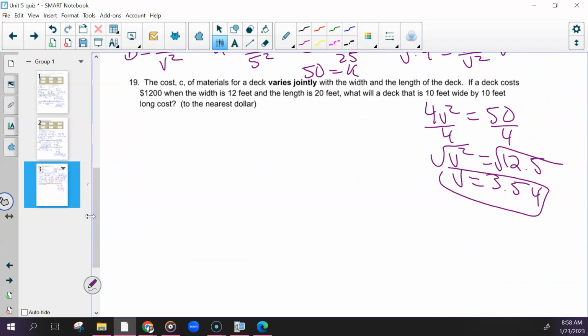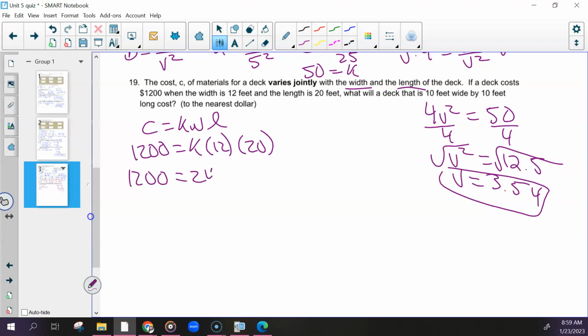Okay. For the last one, the cost C varies jointly. So K times our width and our length. What do you call that? W and L, X and Y and Z, does not matter. Then if a deck costs $1,200 when the width is 12 and the length is 20, use those numbers, find K. So 240, divide both sides. I think that was 5.